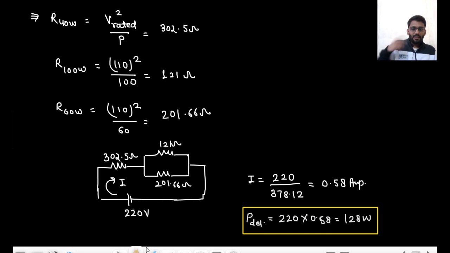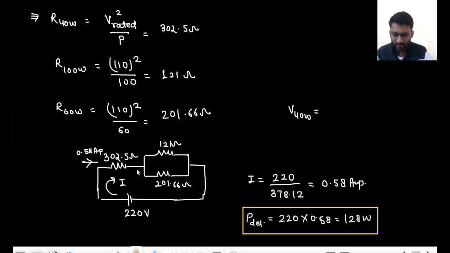Okay. Now see one thing in this question. This is 0.58 ampere current. The same current is flowing here, right? Now through this resistance, how much current is flowing? 0.58 ampere current. So now you can calculate the drop across this resistance. So I am calculating the voltage across the 40 watt resistance. What will be the voltage across the 40 watt resistance? That would be 302.5 into 0.58 ampere.